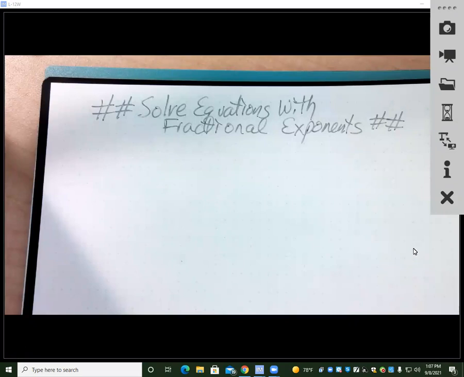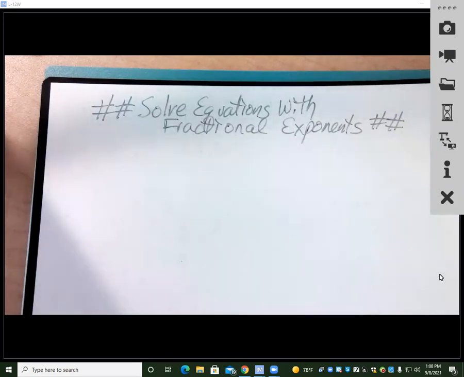Okay, I think this is working. Yes, I see the little record icon on the bottom. All right, fingers crossed. And fingers crossed that it's recording audio too. I guess we'll find out.